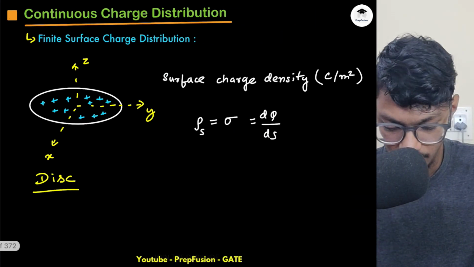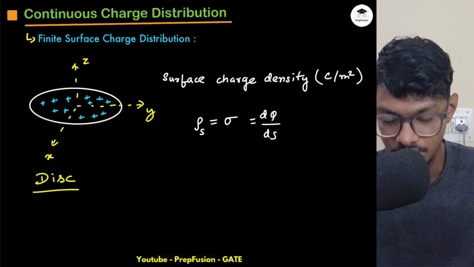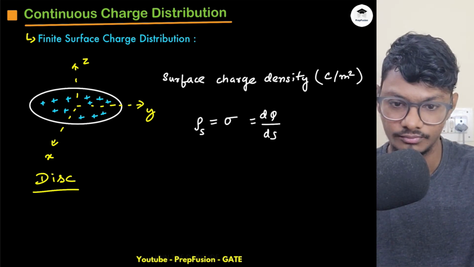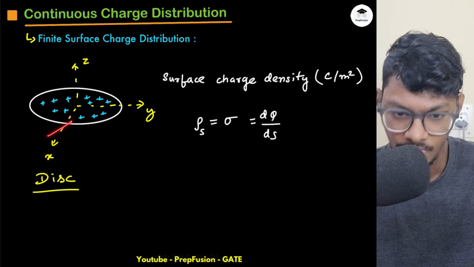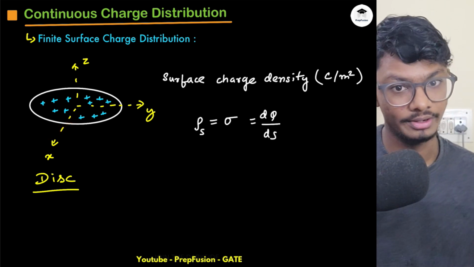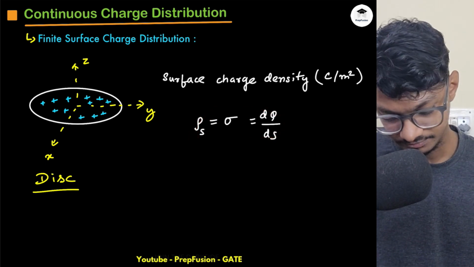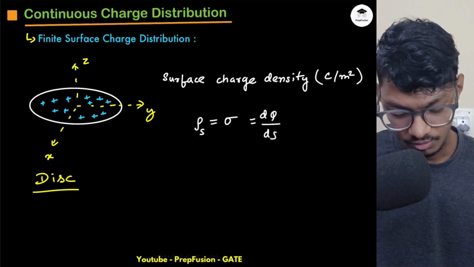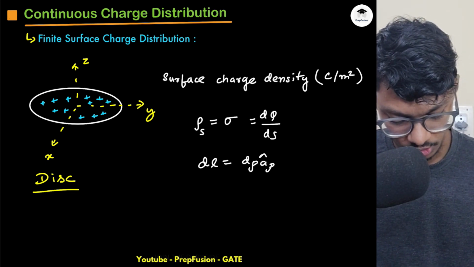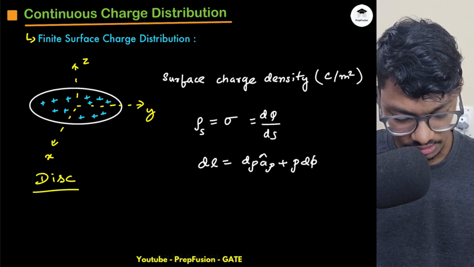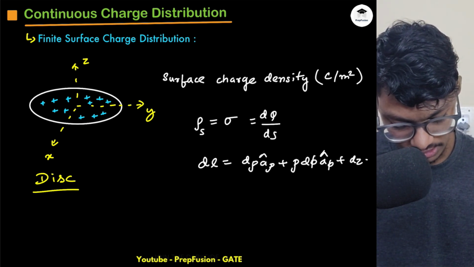Then finite surface charge distribution. If I have a disk, what will be the electric field due to the disk? For now I'm just testing the waters. So how can you write things here? Let's say I want to write this in the cylindrical coordinate system. Here rho s is sigma equals dq by ds. My dl in cylindrical coordinates, if you remember, is d rho e rho cap plus rho d phi e phi cap plus dz az cap. I will not explain how I got that.